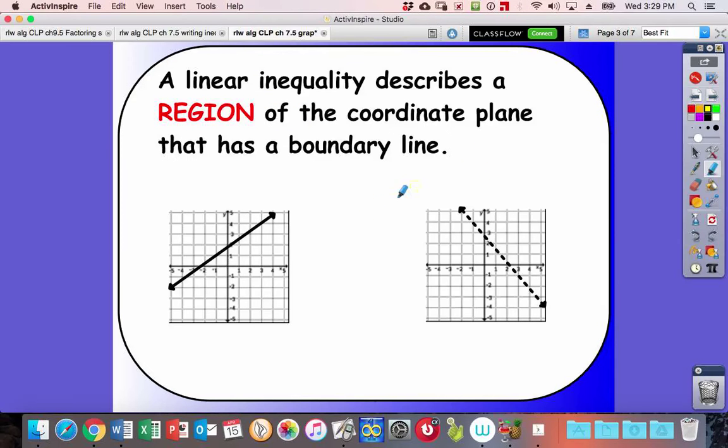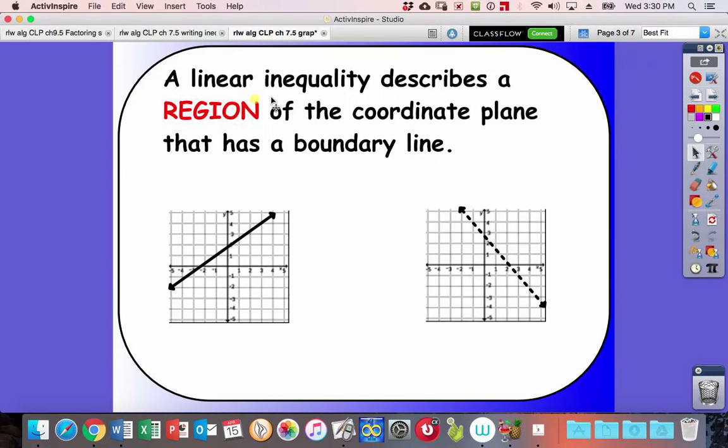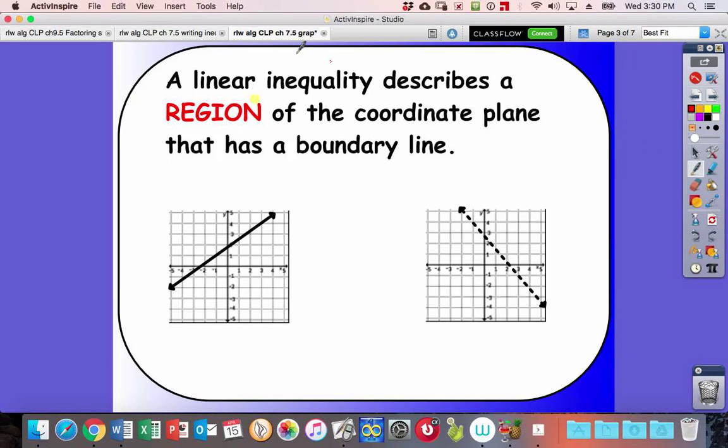What's important to remember is a linear inequality describes a region. It's a region of the coordinate plane. And the line is the boundary line. So if the boundary line is solid, that means it's included. But if it's dashed, you can think it's not included. And on these, I would want to do a region.